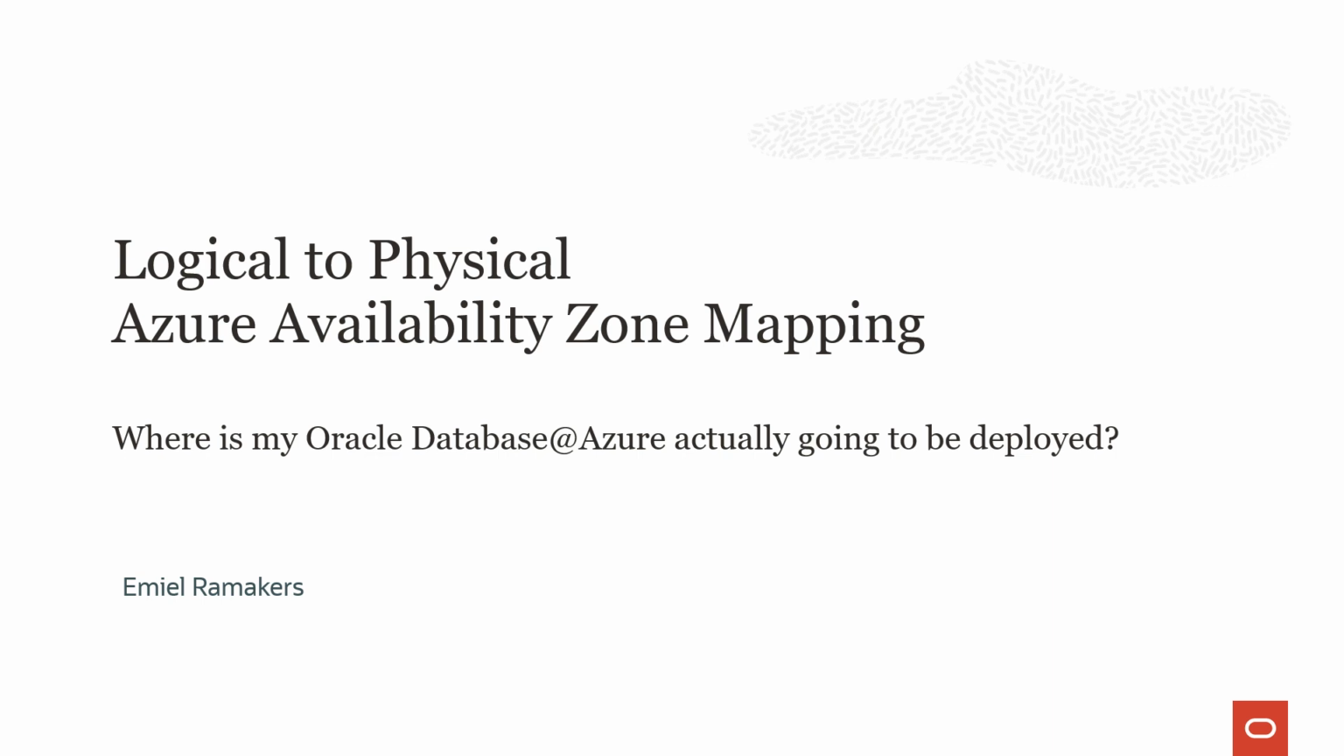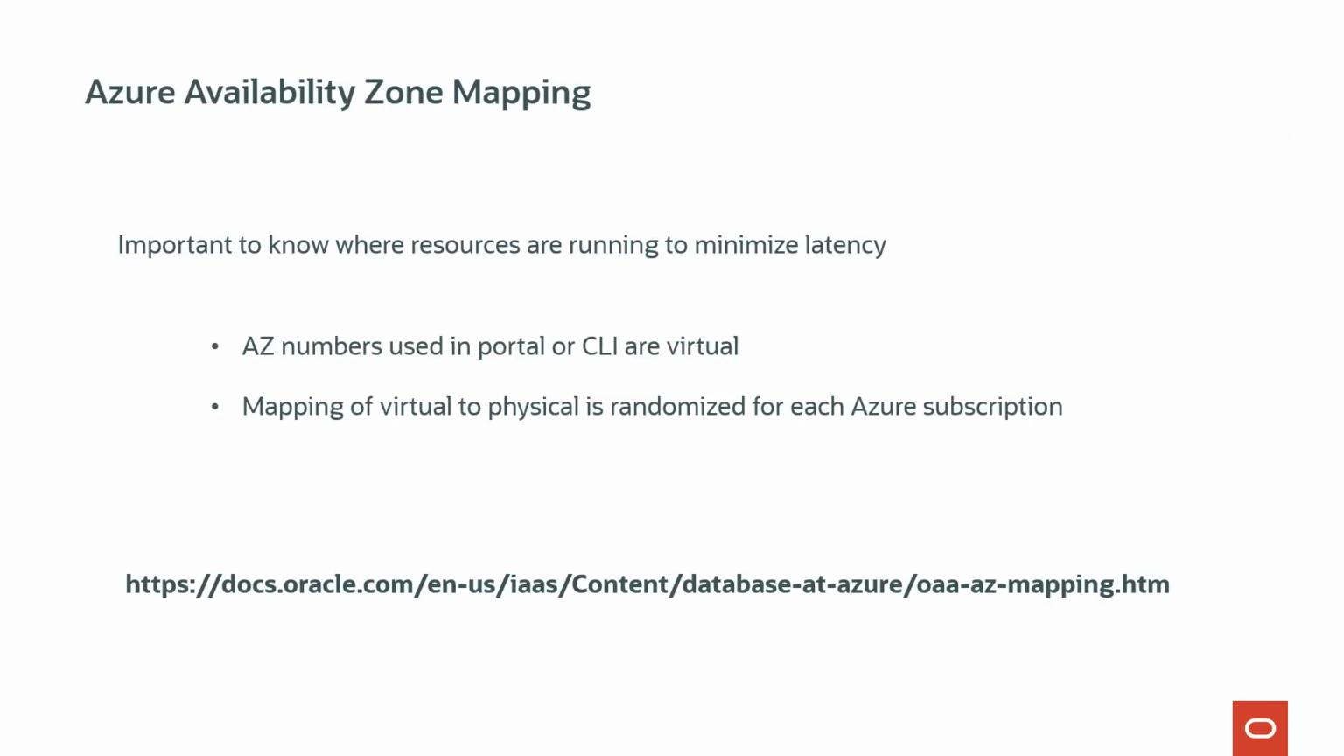Hi, in this short video I'm going to talk to you about how to map a logical Azure availability zone to the actual physical zone that the work takes place in. That is needed in the context of Oracle Database at Azure because you typically want to know where your database is going to be deployed physically in order to minimize the latency from any resources that connect to it. So if you have an application that connects to the database, you obviously want to minimize the latency between them, so you want to minimize the distance between them.